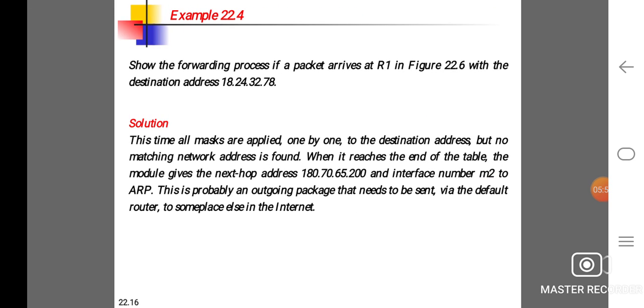And the next example shows the forwarding process. A packet arrives at R1 in figure 22.6 with the destination address 18.24.32.78. This time all the masks are applied one by one to the destination address, but no matching network address is found. When it reaches the end of the table, the module gives the next hop address 180.70.65.200 and the interface number M2 to ARP. This is probably an outgoing packet that needs to be sent via the default router to some place else in the internet.